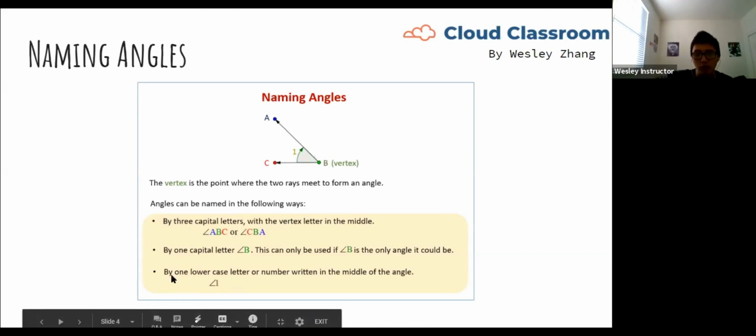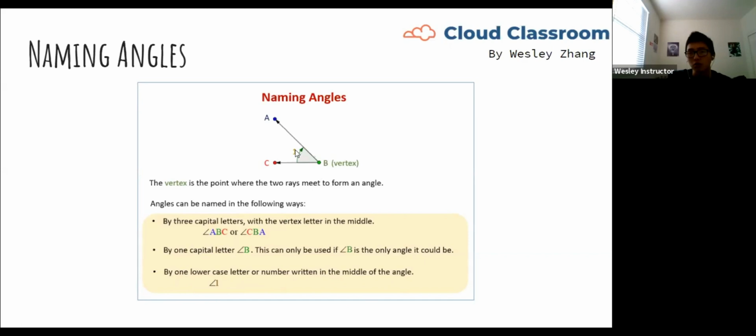Or you can name it by one lowercase letter or number written in the middle of an angle. So right here, we name this angle, angle 1. We could also call it angle X, or angle Y, and that will also work.